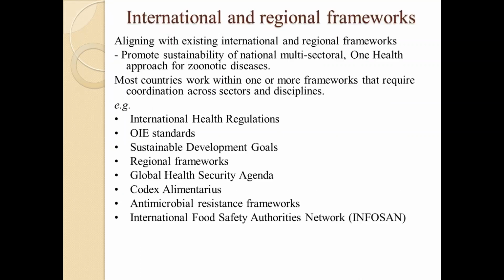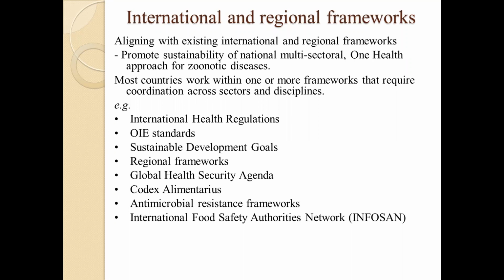Many international bodies and regional frameworks promote the multisectoral approach for the management of zoonosis. So they align with the existing international and national frameworks. Even for the management of COVID-19, the G7 summit recommended One Health and intersectoral, multisectoral, interdisciplinary collaborations. They are a must for solving such catastrophes. Otherwise, it is not possible. So all these national, international, and supranational agencies and frameworks promote the multisectoral approach. They promote sustainability using the multisectoral One Health approach for the management of zoonotic infections. Most countries work within one or more frameworks that require coordination across sectors and disciplines. This is the multisectoral, intersectoral, interdisciplinary approach I talked about earlier.